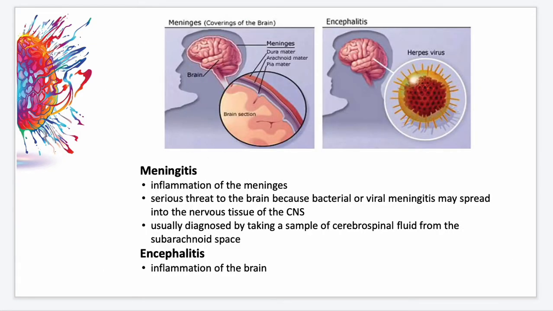So, pag may inflammation ng mga meninges na yan, yun yung tinatawag natin na meningitis. This is a very serious threat to the brain because it can be bacterial or viral and it may spread to the nervous tissue of the CNS. We diagnose this by taking a sample from the CSF. Ayan, pag nakaka-receive kayo ng sample sa lab na CSF. Meron ding encephalitis, or inflammation of the brain.